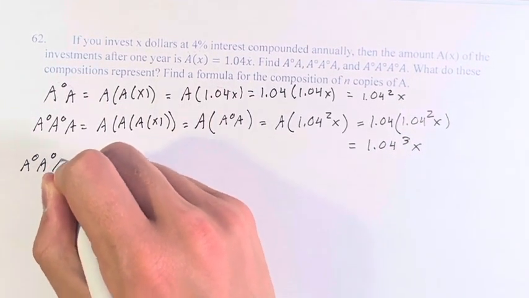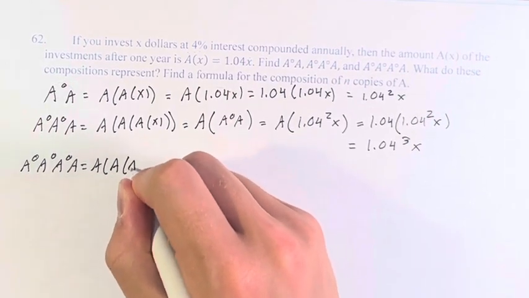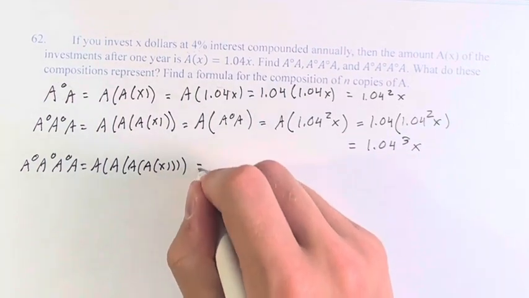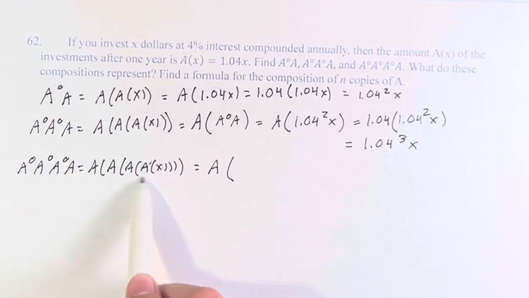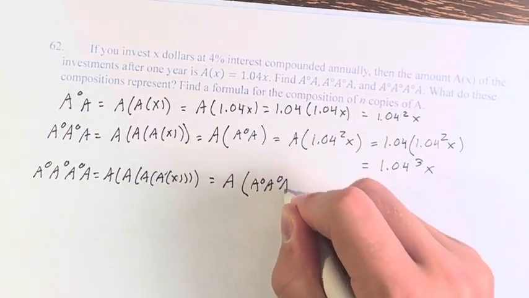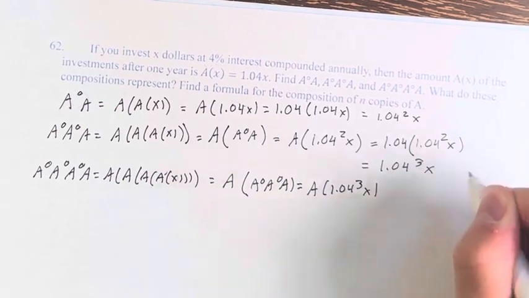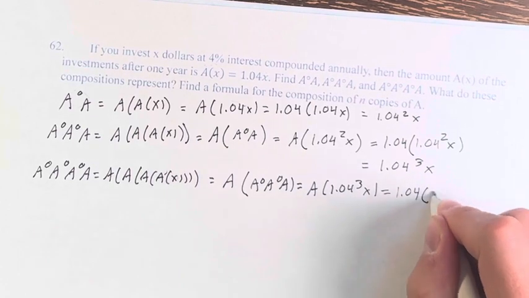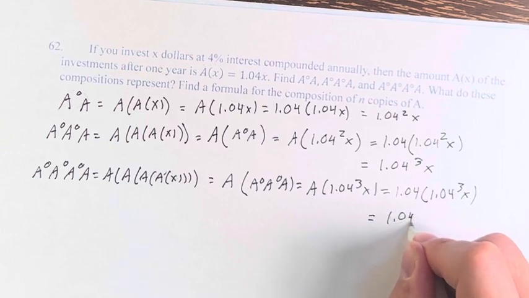Our last composition that we have to do, A of A of A of A of X, is again A of, if we look here, what's inside the largest A, it's just the thing we just calculated. A of A of A. So this is A of 1.04 cubed X, since that's what we just calculated. Plugging that in, it's 1.04 times 1.04 cubed X, which is 1.04 to the fourth X, right?